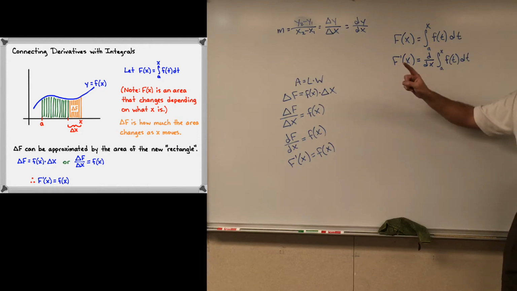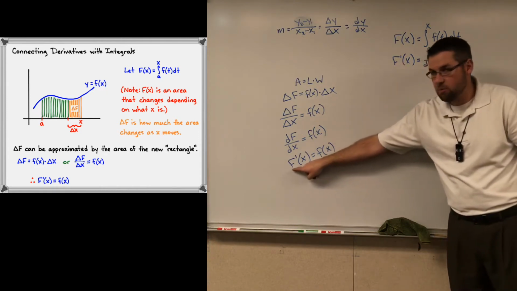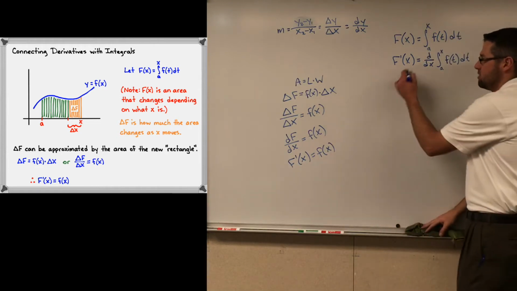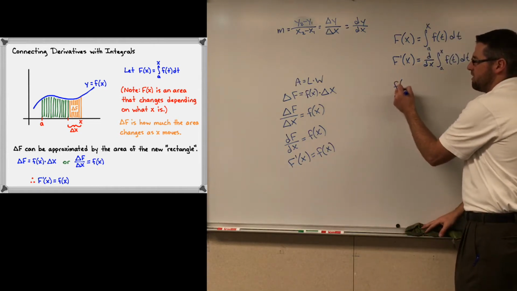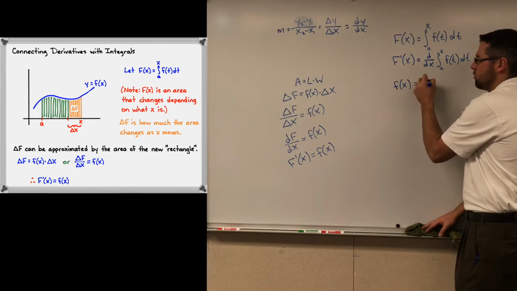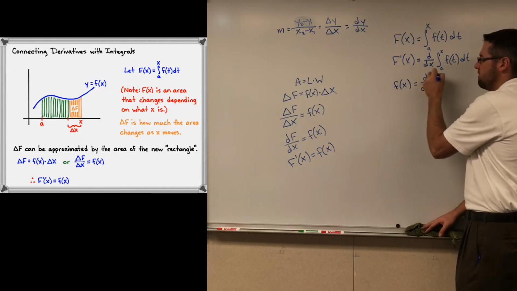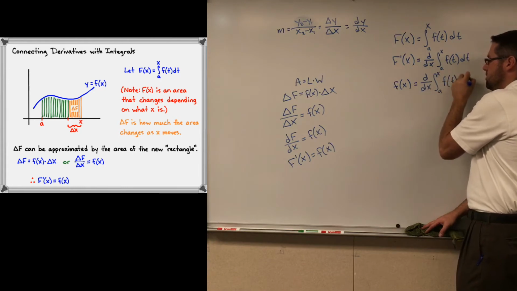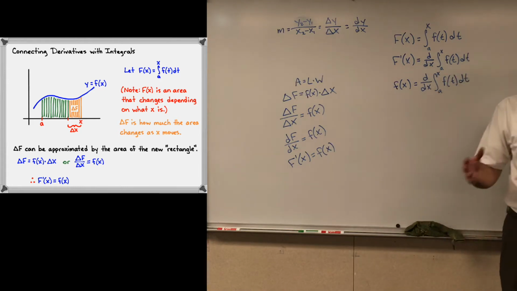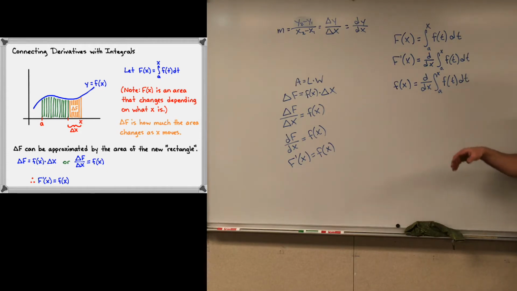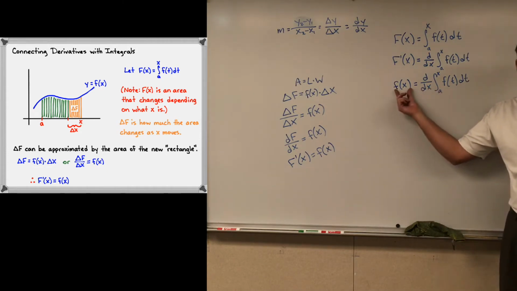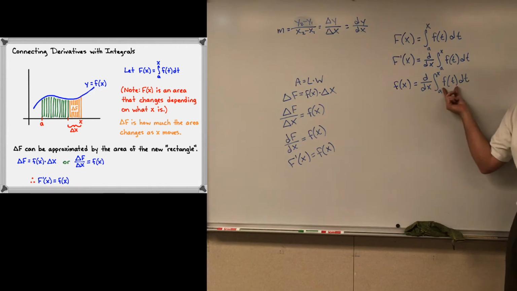Watch this. This is cool. What can I replace F prime with? f of x. So this can be rewritten as f of x equals the derivative with respect to x of the integral from a to x of f of t dt. It's just turned into math. Watch what happens here. What does that mean? See f of x? See f of t?